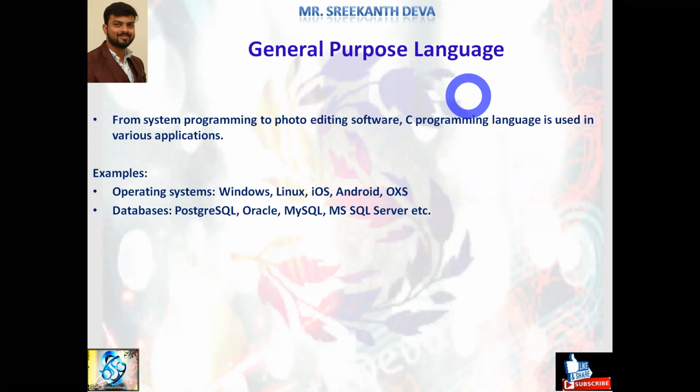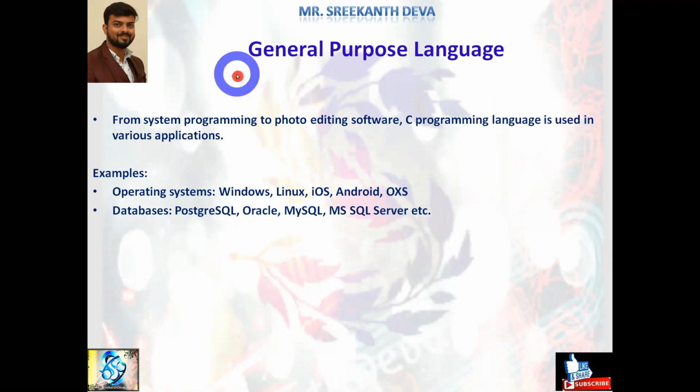From system programming to photo editing software, the C programming language is used in several applications. We discussed this in the previous video session also. It supports system level applications, especially operating systems like Windows, Linux, iOS, Android, and so on. Several operating system kernels and utilities are developed with the help of C programming. Not only system level applications, it is also used for compiler and database application development, especially MySQL. That code is developed with C and C++ programming.